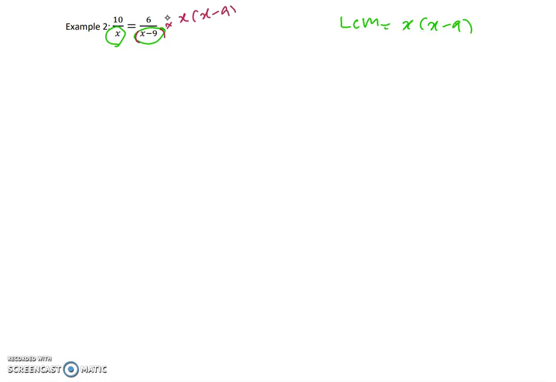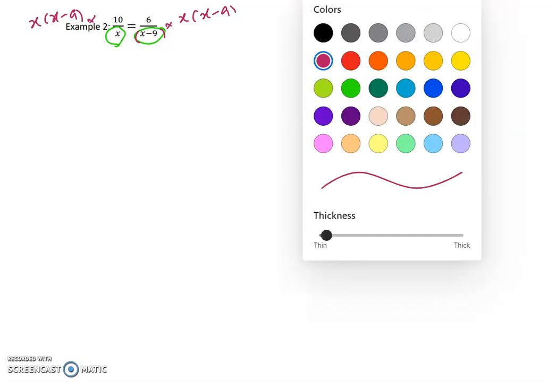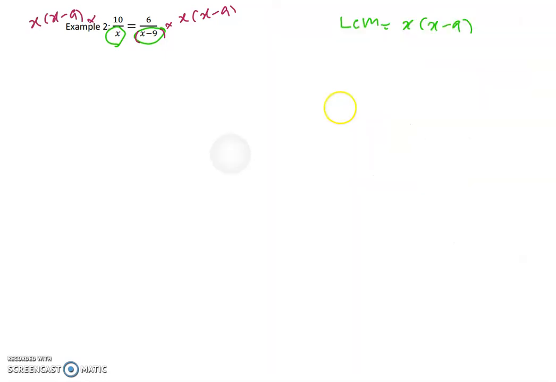Again, I'm going to write this as a bracket. So on this side, I'm also going to do the same, x and x minus 9. So we're going to multiply both sides by the LCM. Let me just use a different color so that we can see the contrast.